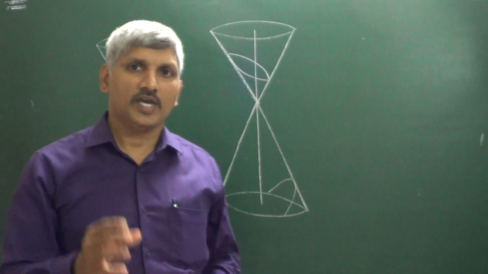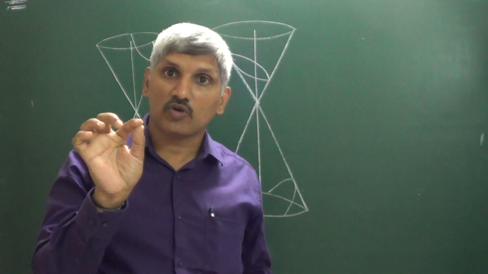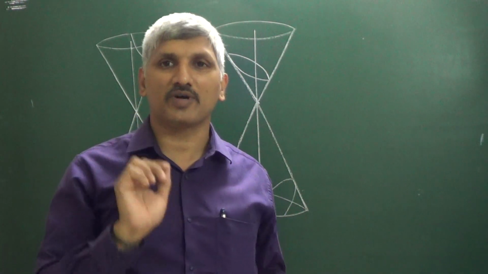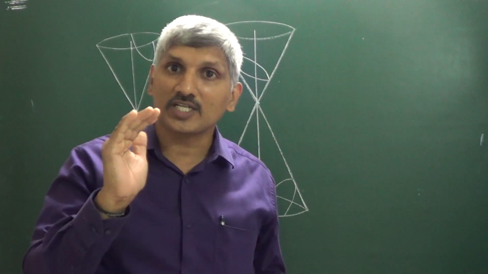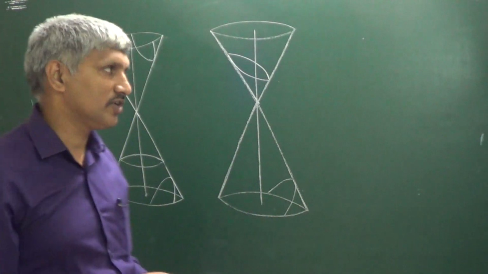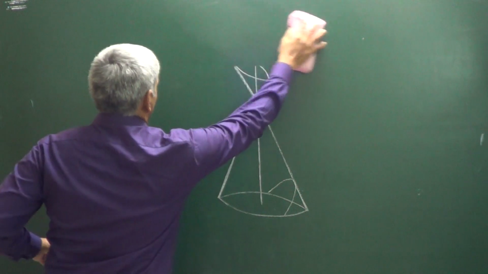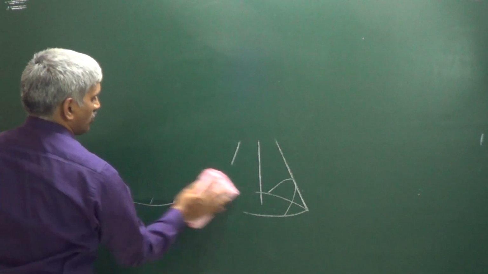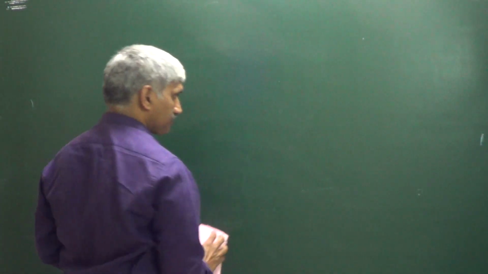So that's why the circle, parabola, ellipse and hyperbola are the sections of a cone. That is the reason we are calling it a conic section. Actually, what is the definition of a conic section?